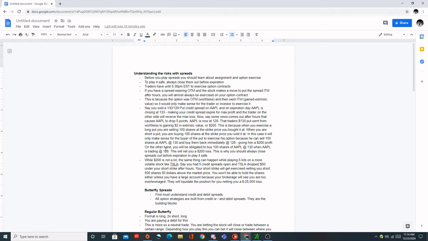Now, while $200 is not a lot, the same thing can happen while playing 5 lots on a more volatile stock like Tesla. Say you had 5 credit spreads open and Tesla dropped $50 under your short strike after hours. Your short strike will get exercised, netting you 500 shares $50 above the market price. You won't be able to hold the shares either unless you have a large account, because your brokerage will see you are too over leveraged. This will liquidate the position, netting you a negative $25,000 loss.